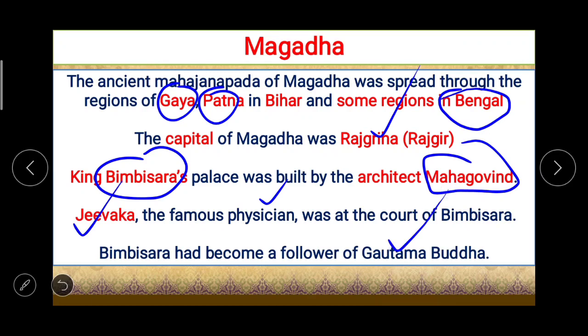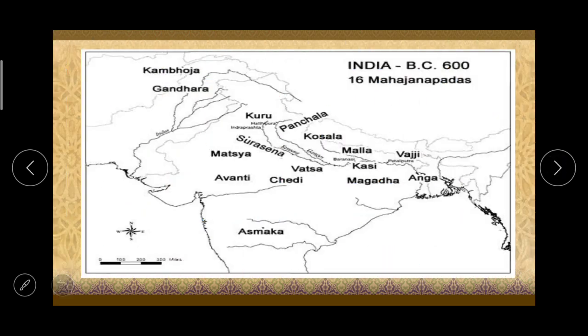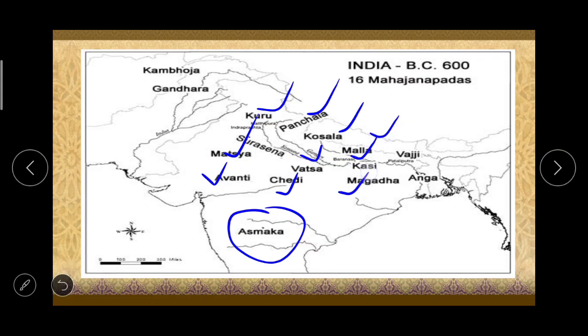Next to all these 4 Mahajanapadas, here is the map in which you can see all the 16 Mahajanapadas: Ashmak, Avanti, Chedi, Vats, Mats, Kuru, Panchala, Kosla, Mall, Kasi, Magadha, Vachi, Ang, Gandhara and Kamboja.